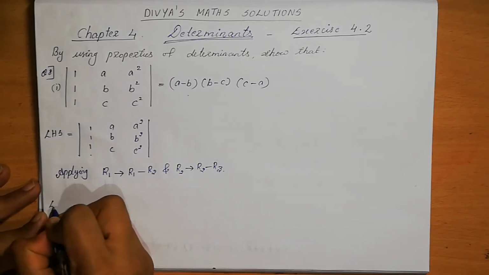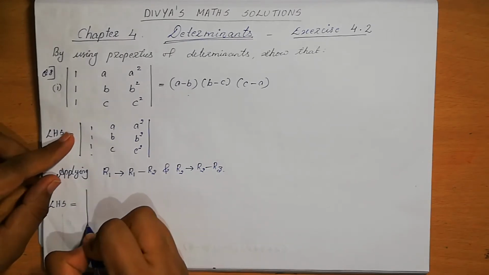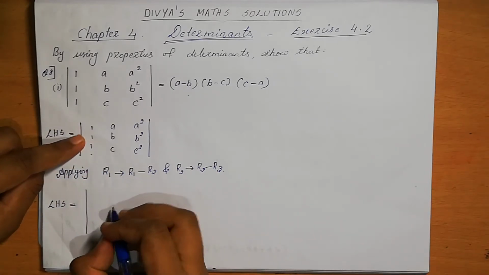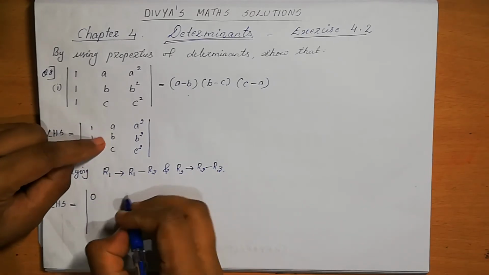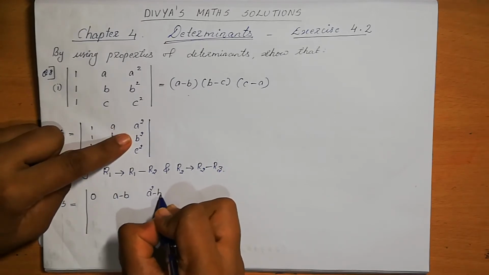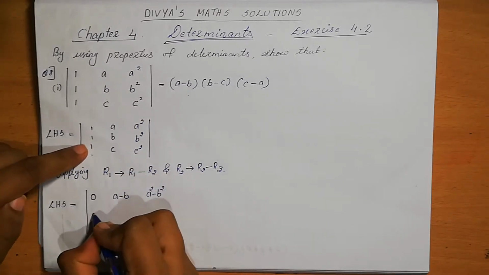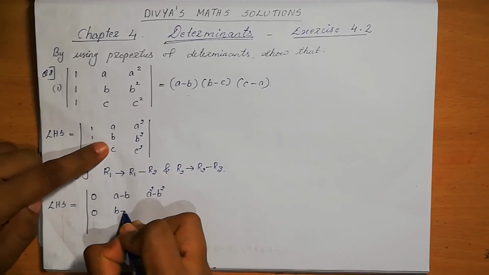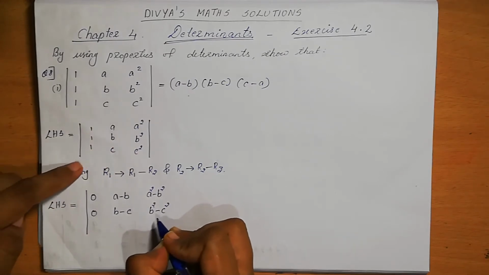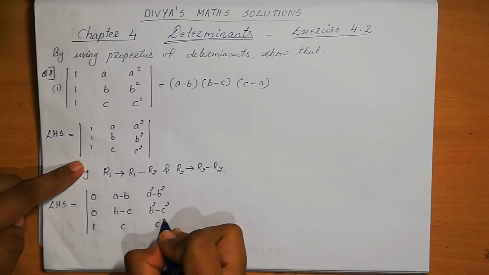So this LHS equals: row 1 is changing, that means R1 minus R2. 1 minus 1 is 0, a minus b, a square minus b square. Next R2 changing to R2 minus R3. So 1 minus 1 is 0, b minus c, b square minus c square. Then the last row is as it is, only 1 c c square.